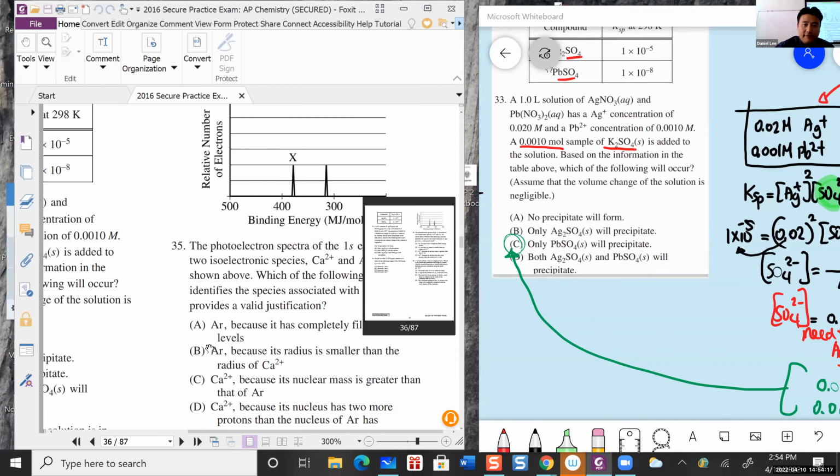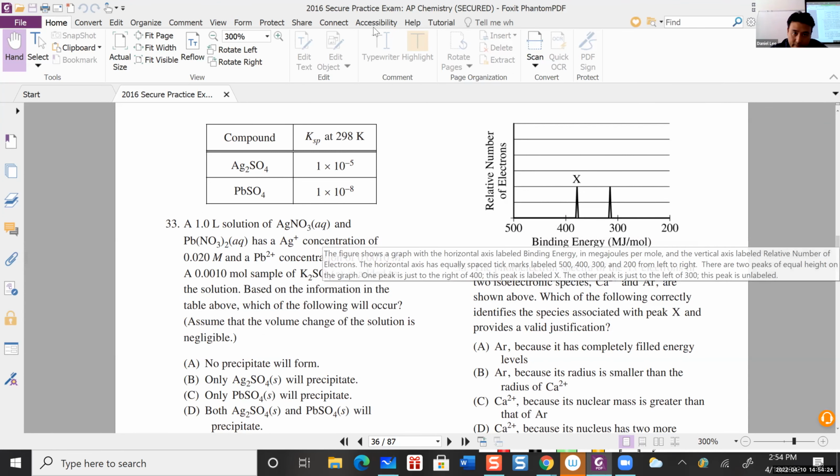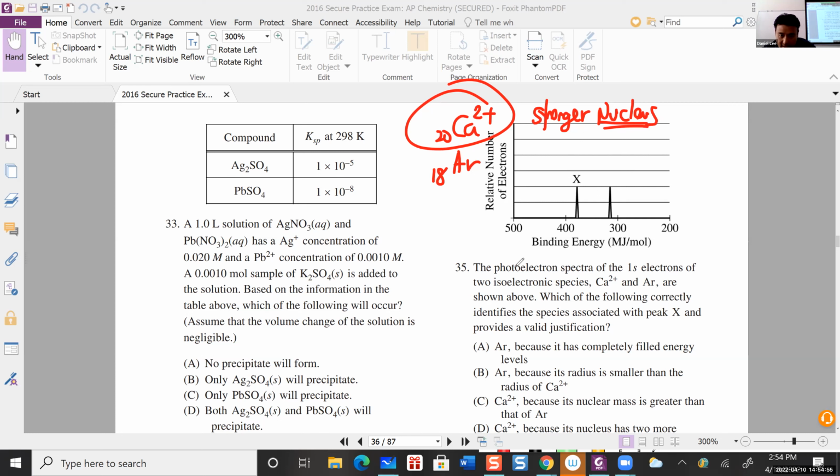Okay. Next one, number 35, is the photoelectron spectrum. So easy, PES. Here we're looking at calcium and argon. Now, calcium and argon are isoelectronic. They have the same electron configuration. However, calcium has 20 protons in the nucleus, but argon only has 18. So who has a stronger nucleus? Calcium. Calcium has a stronger nucleus, which means it's going to be harder to remove electrons. So the PES for 1s for both of them. So who must be calcium? Must be X, because calcium has 20 protons. It's harder to remove 1s. And the 300 one here is argon. So X is calcium.